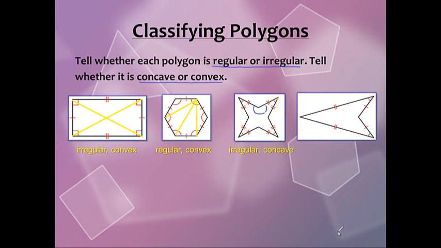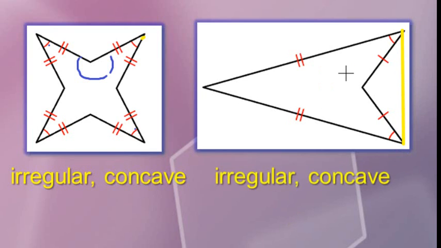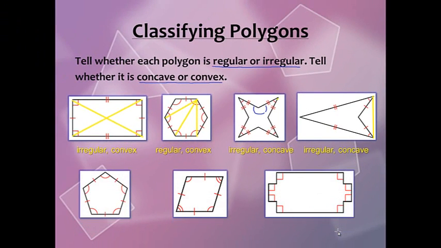And then in the last one, I see I have this part that goes into the figure. Here I can draw a diagonal that is exterior to the figure, so it's concave, and all the sides are not congruent and all of the interior angles are not congruent, so that's going to be irregular. Okay, take a minute and try these on your own and then check back and see how you did.